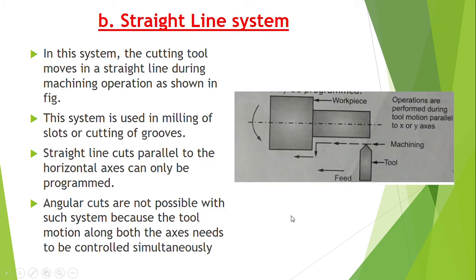The next one is the straight line system. In this system, the cutting tool moves in a straight line during the machining operation, as shown in the figure. The tool feed is controlled in such a system. The system is used in milling of slots or cutting of grooves.